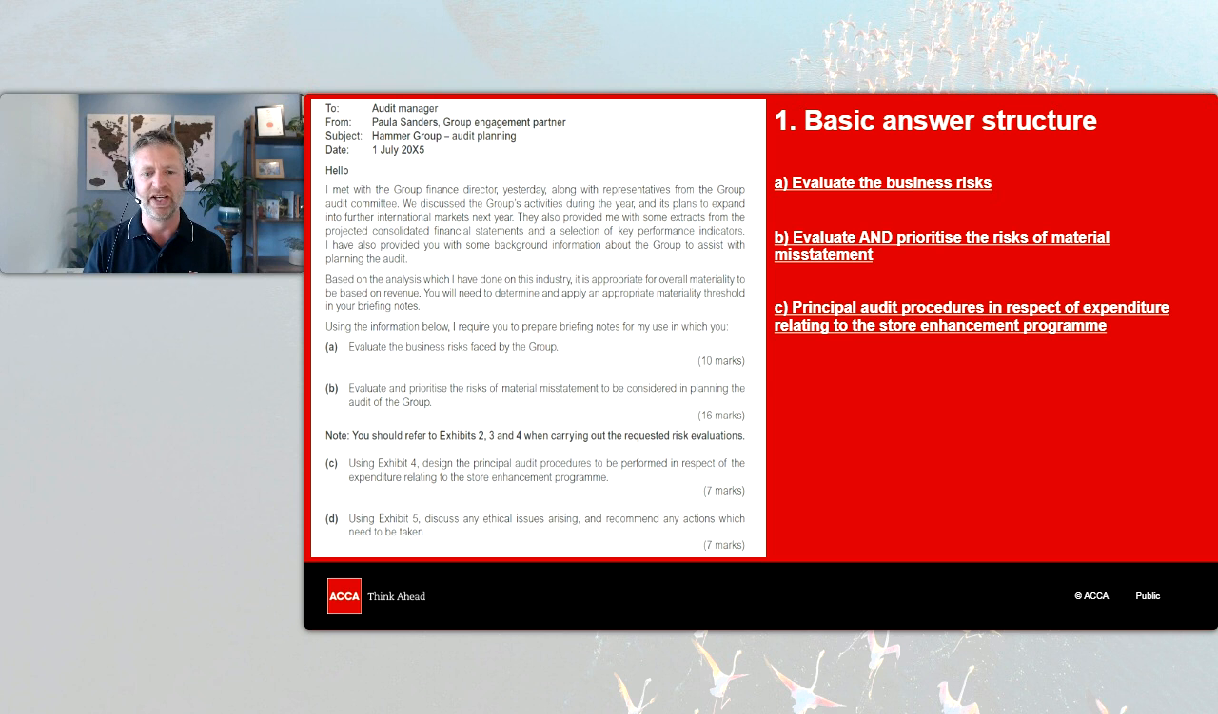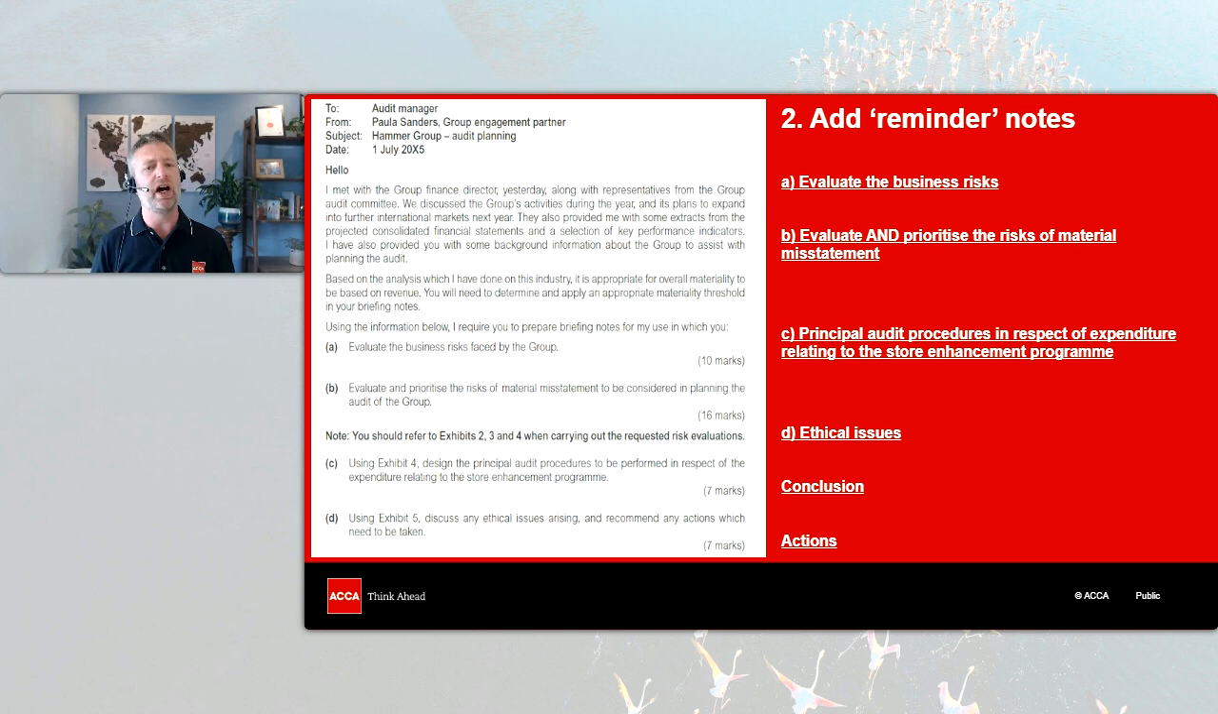Okay, the first is discuss the ethical issues. The second is I need to have a conclusion. Because the verb is discuss the ethical issues, then there will be a mark for having a conclusion. So having spotted the verb is discuss, I then have a conclusion subheading to remind me to include a conclusion. And then there's another requirement, which is recommend actions to be taken. So again, that's a separate sub requirement, so I'm having a separate subheading for it.